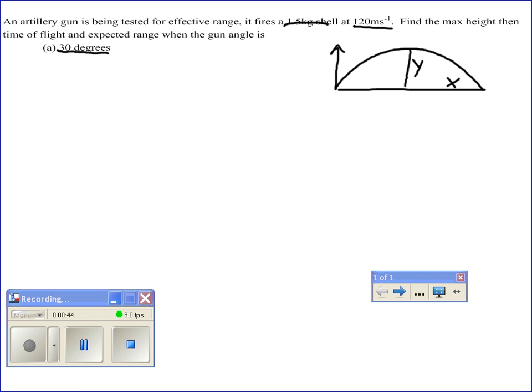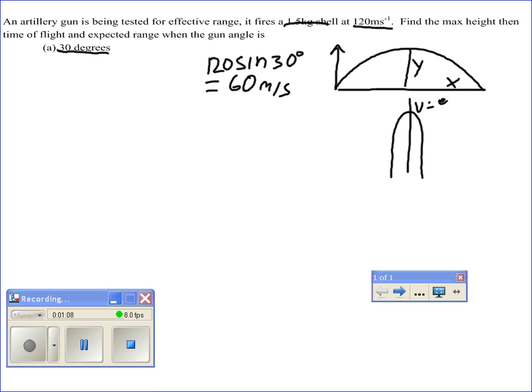The velocity in the vertical direction is 120 times the sine of 30. This equals 60 meters per second. So in the y direction, if I split the problem in half, velocity here is going to equal 0. And velocity here, let's call that velocity final when it hits the ground, is 60 meters per second. And A is going to equal 9.81. So with 3 variables, I can use who cares to solve for height.